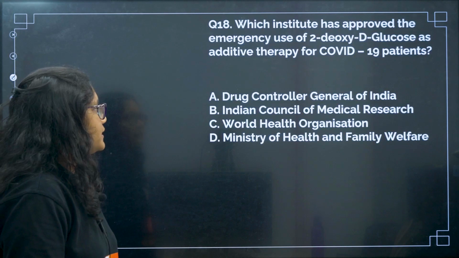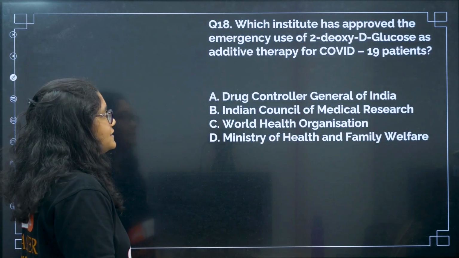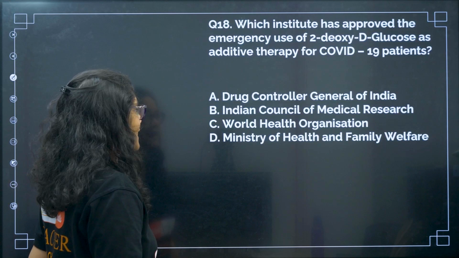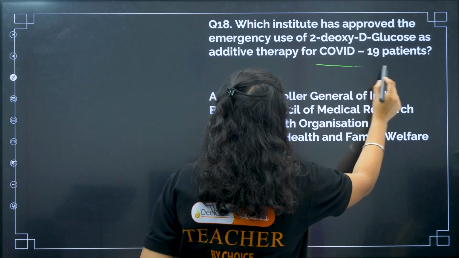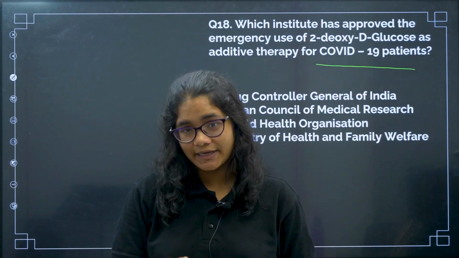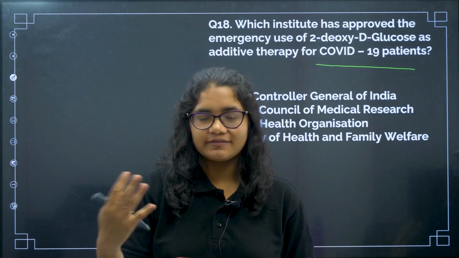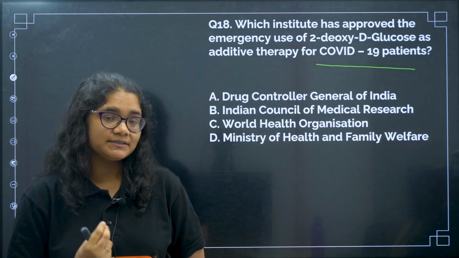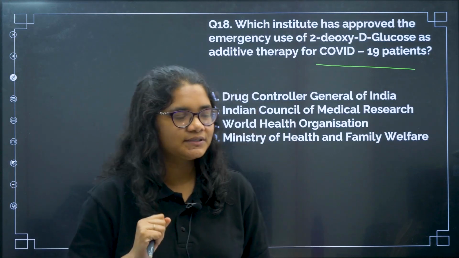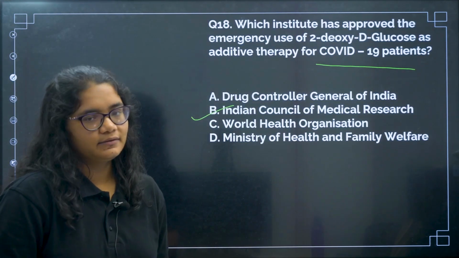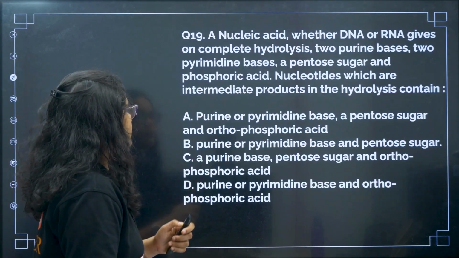Okay, now coming to question number 18. Which institute has approved the emergency use of 2-deoxy-D-glucose as additive therapy for COVID-19 patients? The exam was in 2022, so at that time, as you all know, the pandemic was a very recent incident, so such questions were asked, some general knowledge questions here. The answer for this question will be Indian Council of Medical Research.